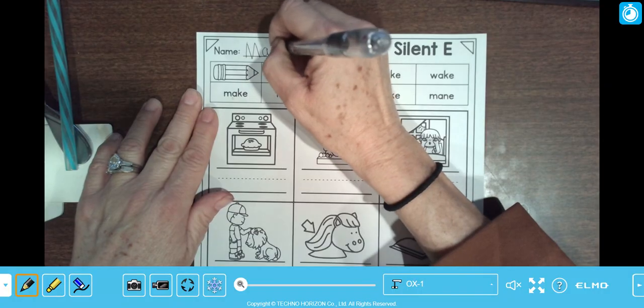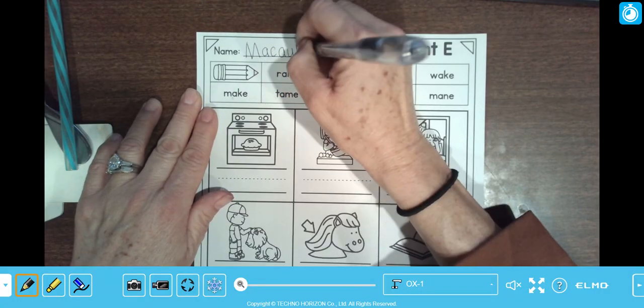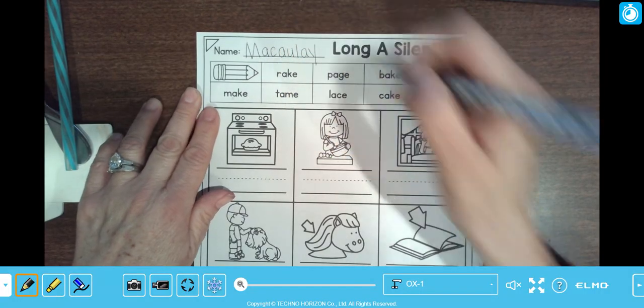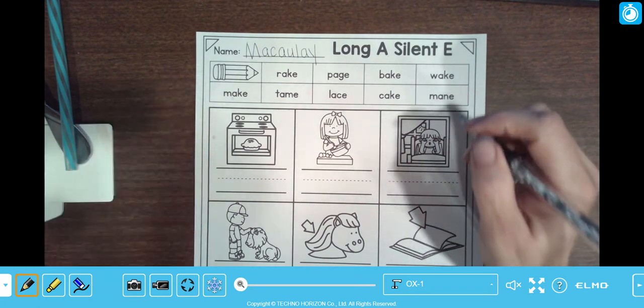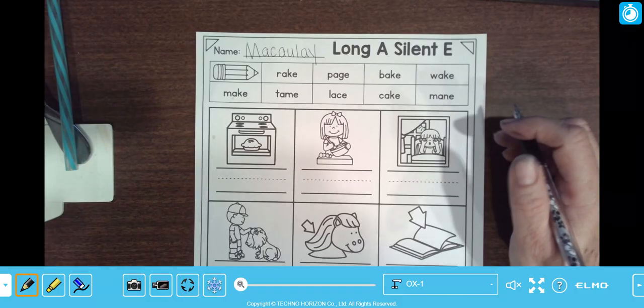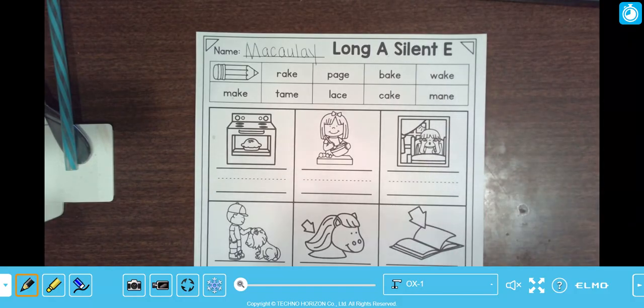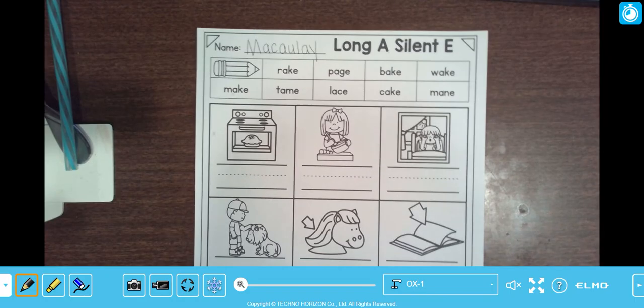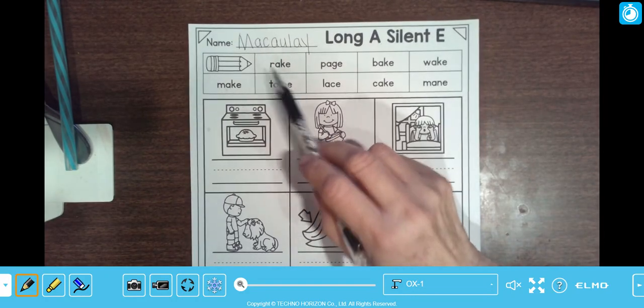Now, lovies, you should do this with a pencil. I'm doing it with a pen because unfortunately I don't have a pencil. But if you have a pencil, do it with a pencil because if you make a mistake, you can erase it. Okay, that's important. You want to be able to erase mistakes. Okay, so we're going to read these words.